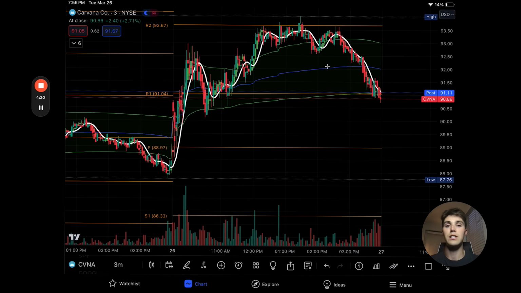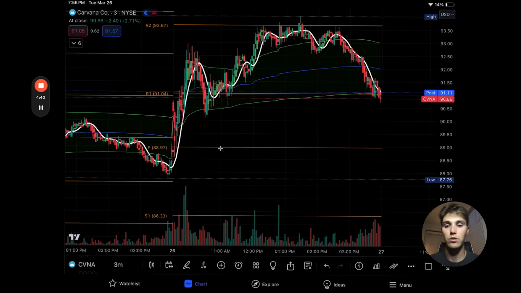So this strategy is super simple. And same if you're looking for, let's say, puts, right? Obviously this chart does not show this, but you're just going to have to play along with me. Let's say the price is up here at R1, 91, and it's coming down, coming down.